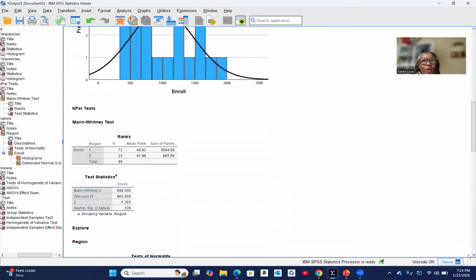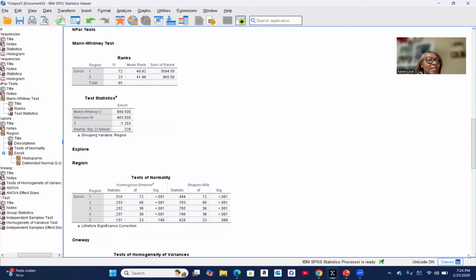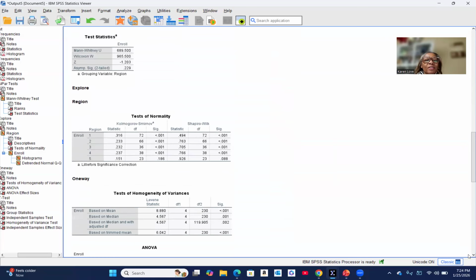Now, let's go down. And as you know, we've already violated two of the three criteria. So I have gone ahead and conducted the Mann-Whitney test. But before that, let's scroll down to the test of normality. When we look at the Shapiro-Wilk test for enrollment in Region 1, we have a significance of less than 0.001. When we look at enrollment for Region 5, we have a significance of 0.088.